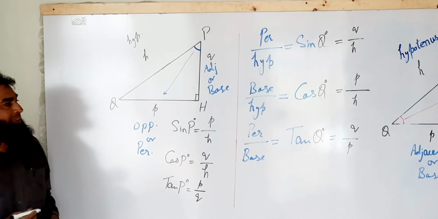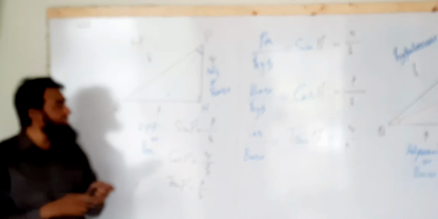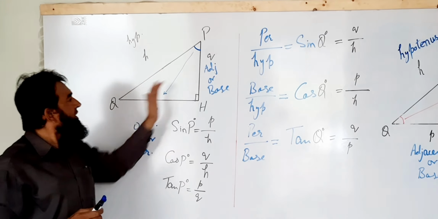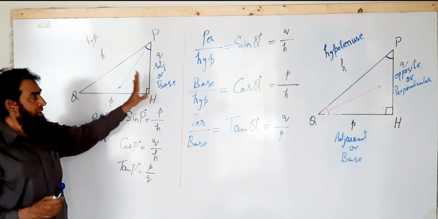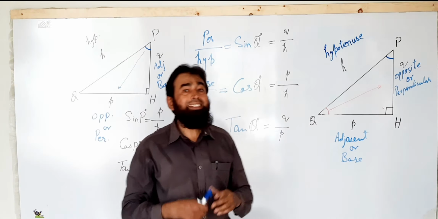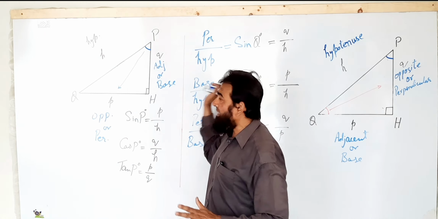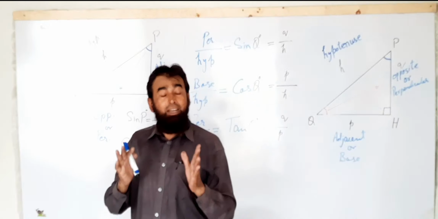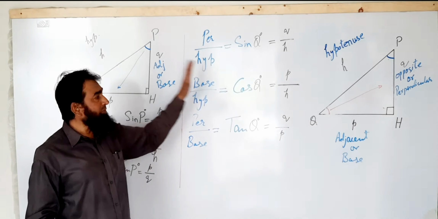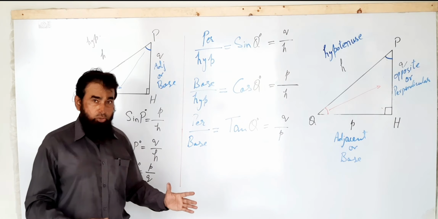Now you can see how by changing the angle under consideration we can interchange these two sides. So okay, I think this is clear. You can watch it again to make this clear to you. Okay, so these are the basics of the trigonometric ratios. Now we will try to solve some problems with the help of these trigonometric ratios.